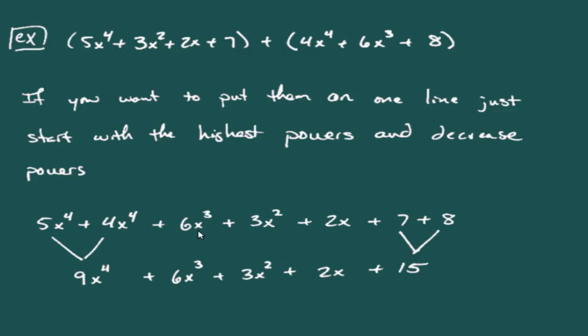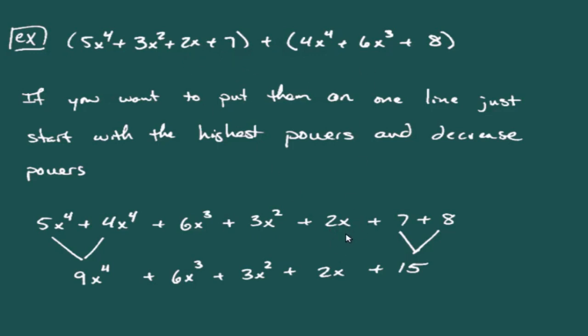Then we don't have any other x to the fourths. So then we look at third powers. Well, we've got 1x to the third, or 6x to the third power. So we've got one third power, so we have our plus 6x to the third. Our x squared powers, we've got only one x squared, and that's our 3x squared. Then for our x powers, we've only got 2x.